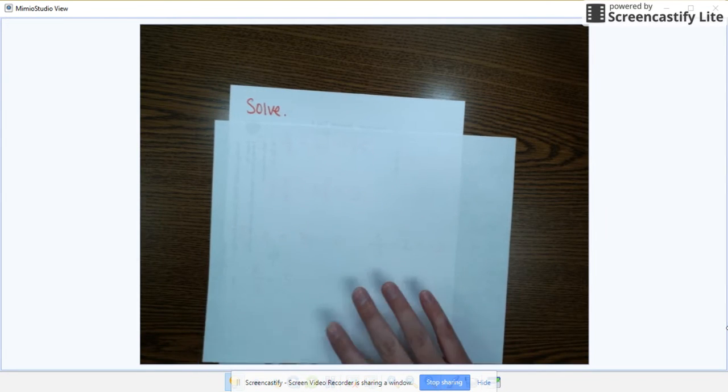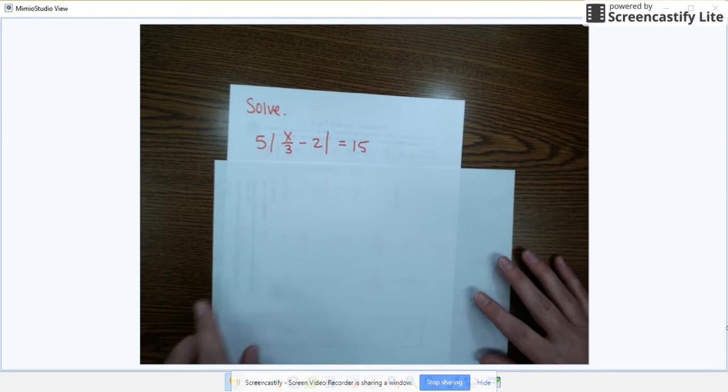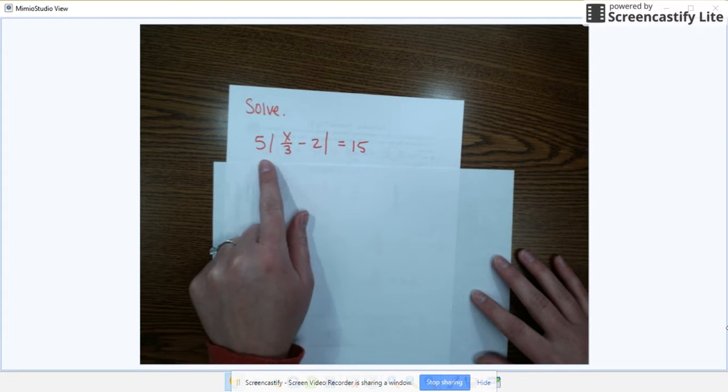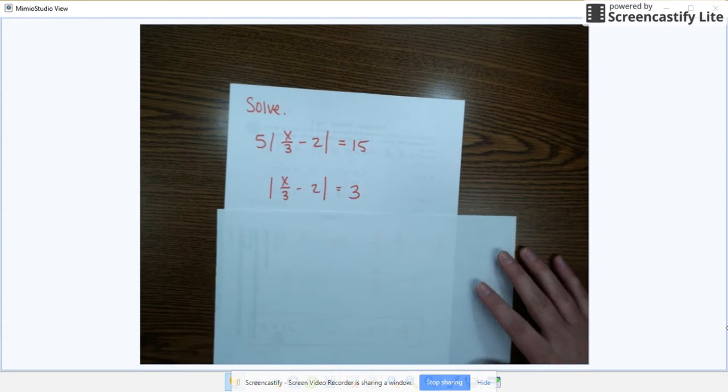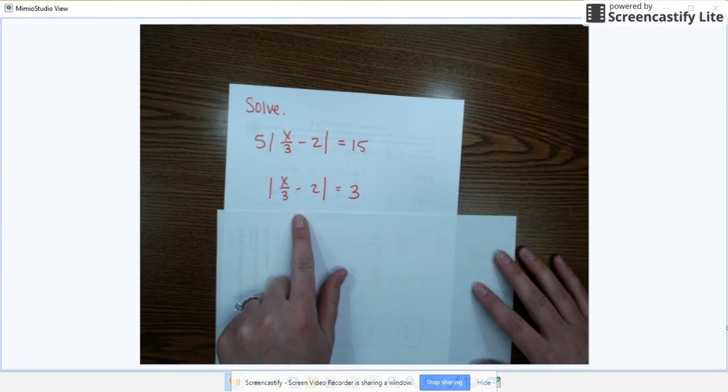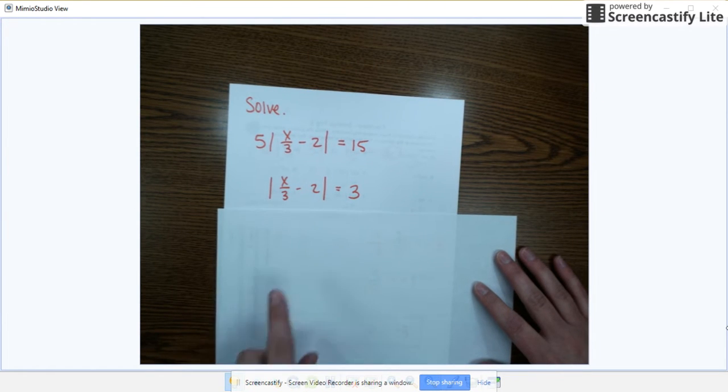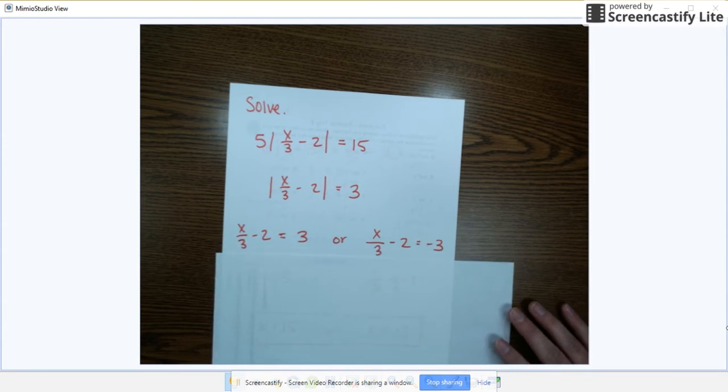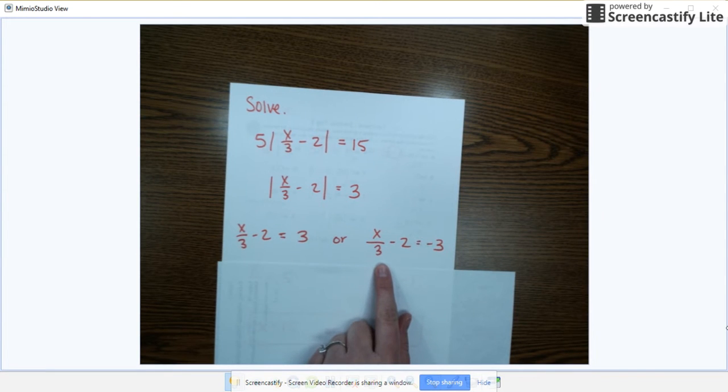Okay, multi-step in a different way this time. So we just have one step on the outside of our absolute value bar. So we start by dividing by 5. Gives us this. Now we have to write our two equations. So it's still multi-step because there's 2 more steps on the inside here, but our two equations look like this. X over 3 minus 2 equals positive 3, and x over 3 minus 2 equals negative 3.